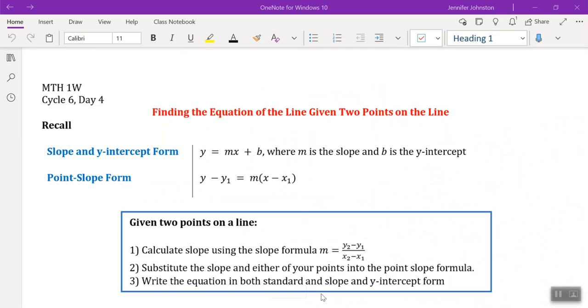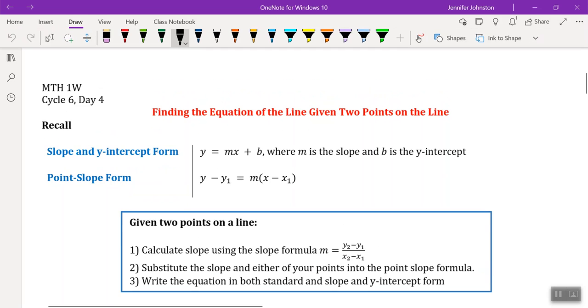Okay, so we're going to get started. We're going to look at cycle 6, day 4, finding the equation of the line given 2 points on a line. So recall, we have the slope and y-intercept form, most important equation in grade 9 math, y equals mx plus b, where m is the slope and b is the y-intercept. We also can remember that the slope is equal to rise over run.